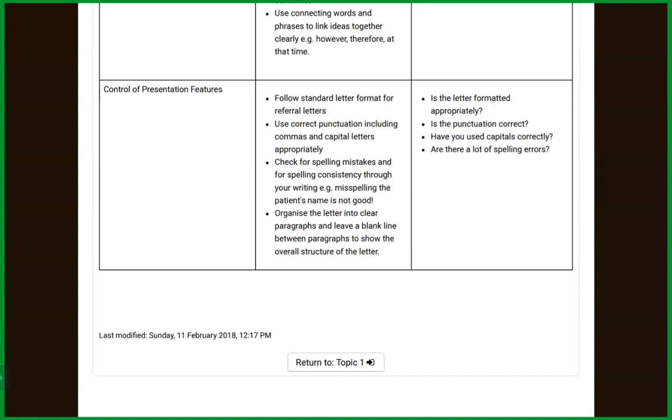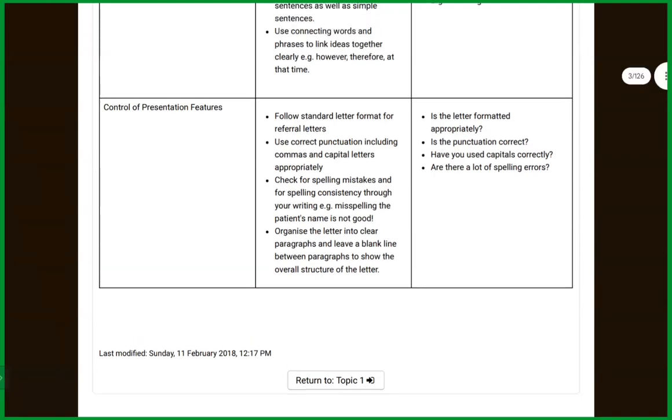Organize the letter into clear paragraphs and leave a blank line between the paragraphs to show the overall structure of the letter. So when you are writing the letter, after writing the date, leave a line. Then you can write the address. Again, you can leave a line, followed by the salutation and referral. Again, leave a line. Then you can write the introduction paragraph, the content paragraph and the discharge paragraph. In between those, always leave a blank line to show the overall structure of the letter. So these are the criteria you need to follow while you are writing the letter.